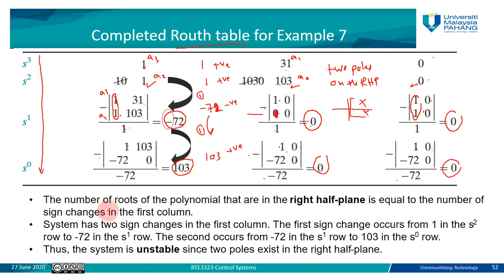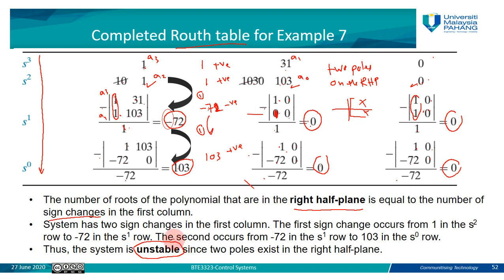The number of roots of the polynomial that are in the right half plane is equal to the number of sign changes. So how many changes do we have? We have two changes: from positive to negative 72, and from negative to positive 103. So this is one change, this is another change. That means we have two poles on the right half plane. Since we have two poles on the right half plane, your system is unstable.